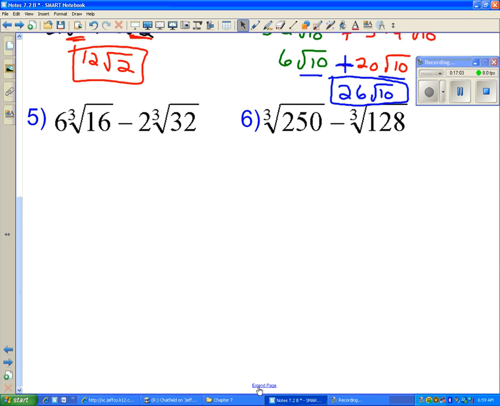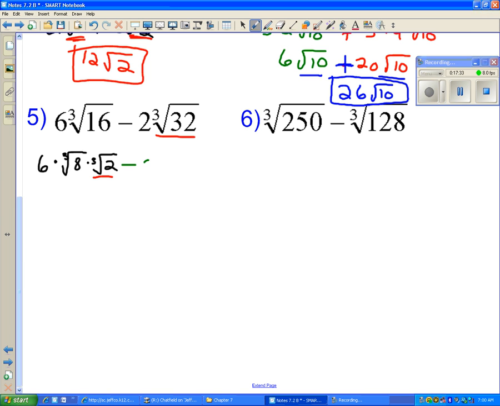So on number 5, I have the cube root of 16. Well, what perfect cube goes into 16? The 6 in front stays there. Well, that's the cube root of 8 times the cube root of 2. Can I make the cube root of 32 match the cube root of 16? Can I take this cube root of 32 down to a cube root of 2 so that I can add these? Well, let's find out.